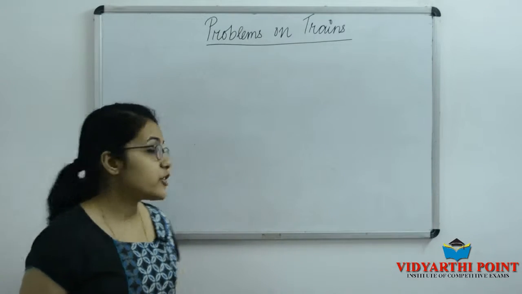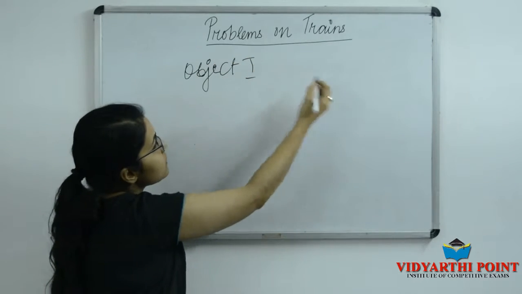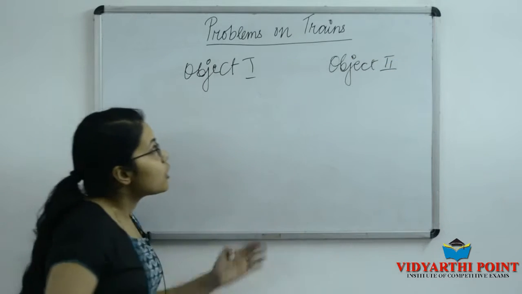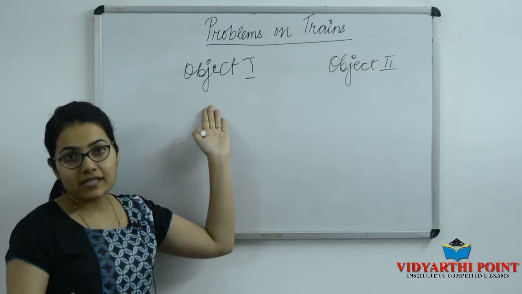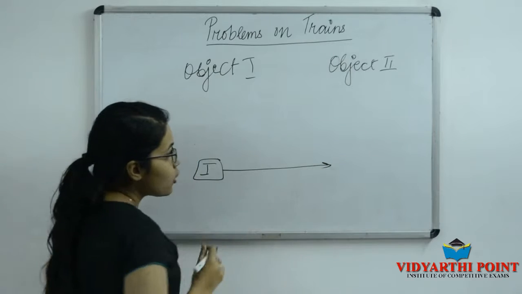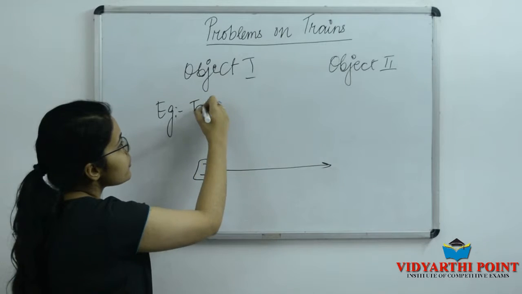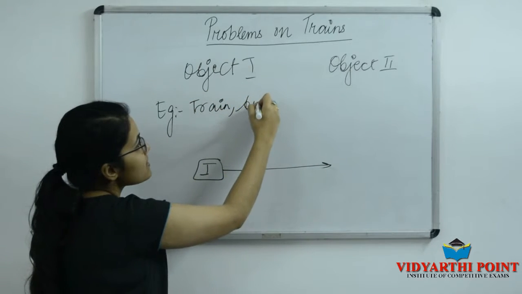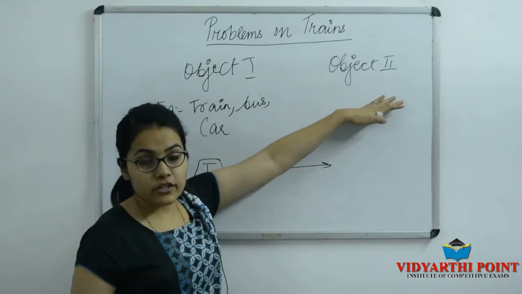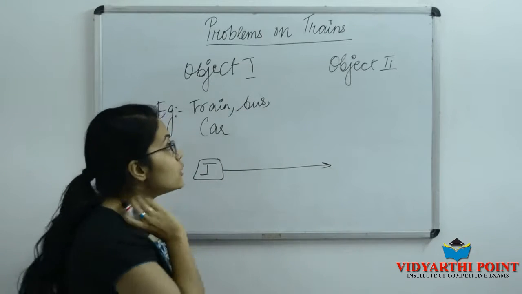Here two objects are used: object 1 and object 2. Object 1 is the object that crosses another object. The example will be a train, bus, car, etc. Now object 2: any object which object 1 will cross will be known as object 2.